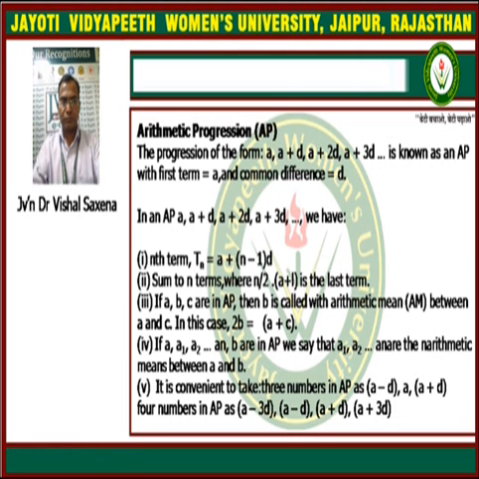Number 5: it is convenient to take three numbers in AP as a minus d, a, a plus d. If we have to find a series of four terms, then we should take a minus 3d, a minus d, a plus d, and last a plus 3d.